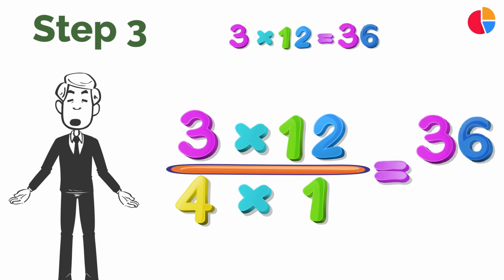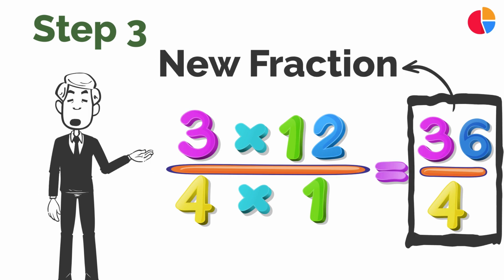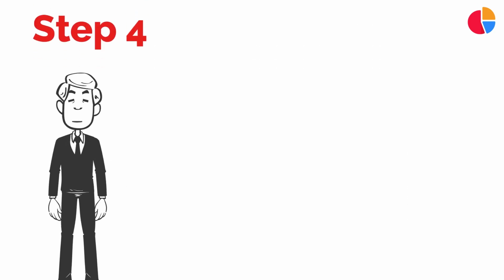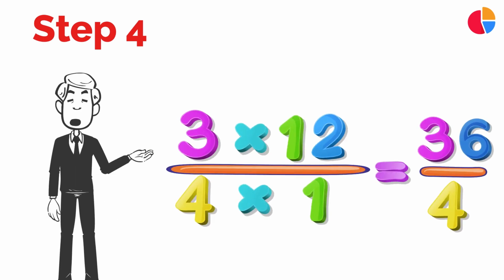3 times 12 equals 36, 4 times 1 equals 4. This gives us a new fraction of 36 over 4. Step 4. 3/4 of 12 is 36 over 4, but this fraction can be simplified down.